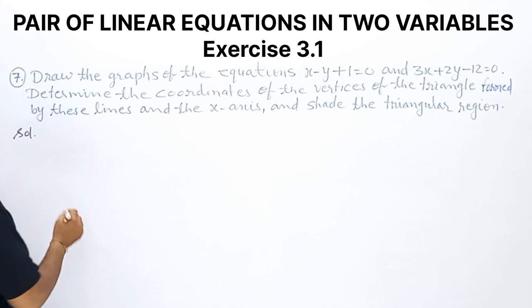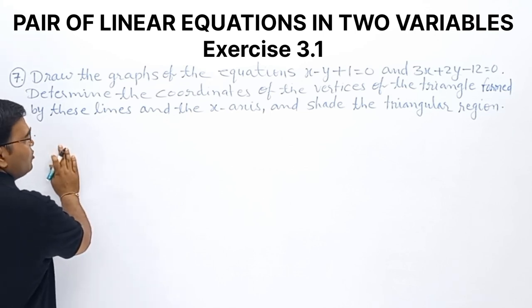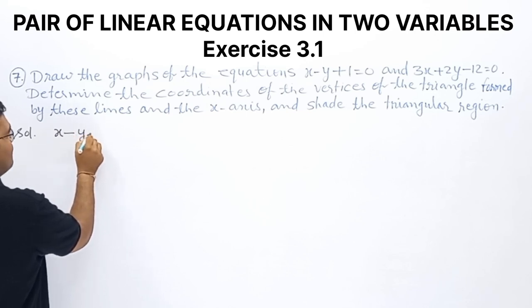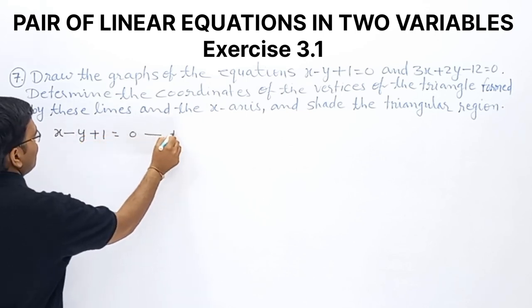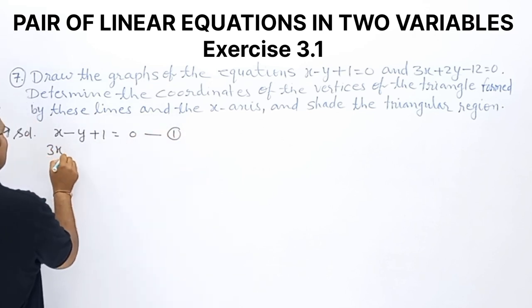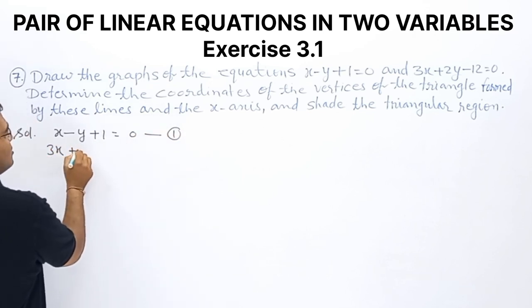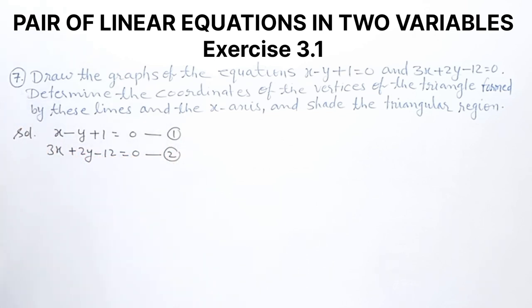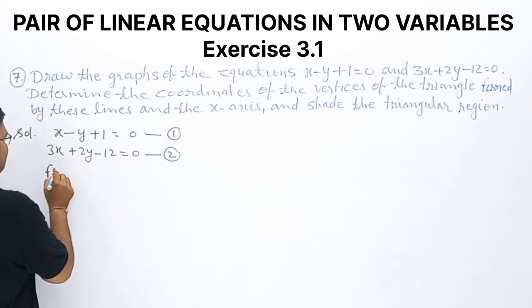So I am writing the first linear equation: x minus y plus 1 equal to 0. This is equation number 1. And the second one is 3x plus 2y minus 12 equal to 0. This is equation number 2. These two linear equations in two variables we are having. Now, to draw the graph of these equations, first we should draw a table.